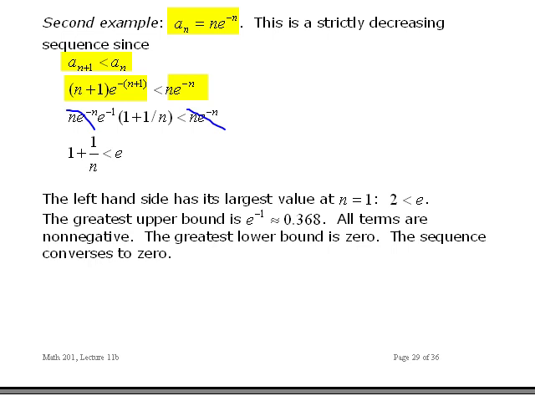Okay. So actually it does have a greatest lower bound. All the terms are non-negative. The greatest lower bound is 0. As before, this sequence converges to 0.